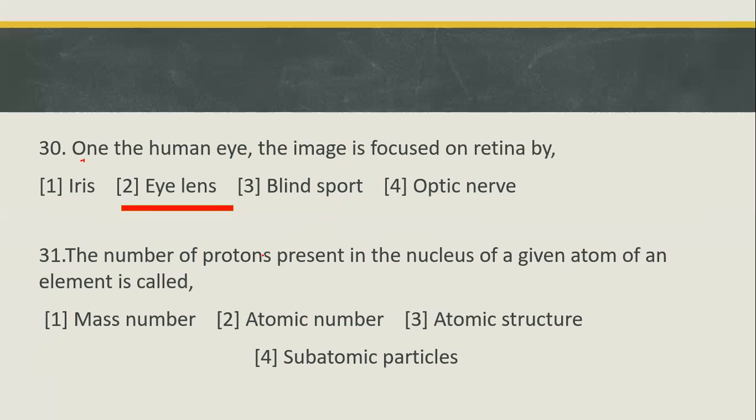The number of protons present in the nucleus of a given atom of an element is called, protons equal to electrons. It's represented by atomic number. Atomic number is represented by capital Z. Mass number is protons plus neutrons. Mass number is represented by capital A. Answer is atomic number.